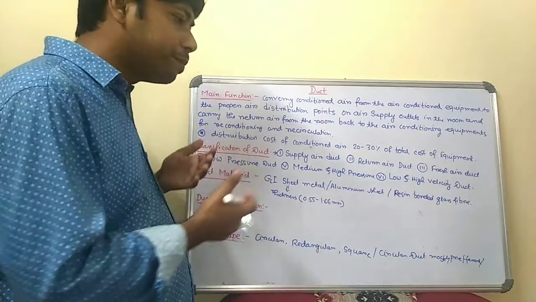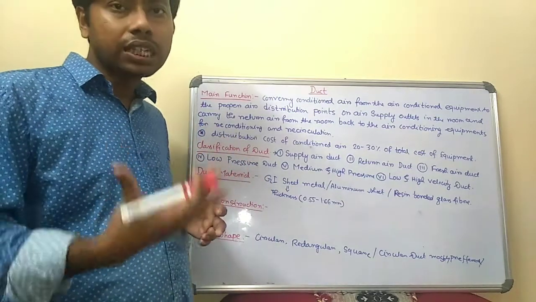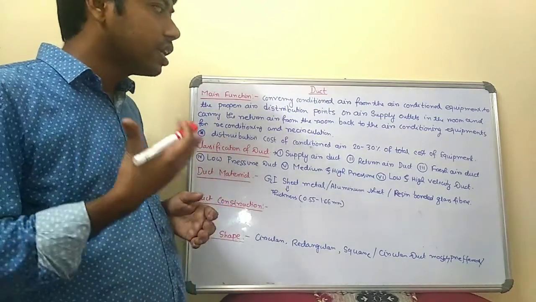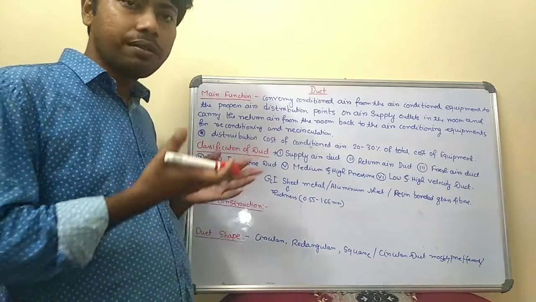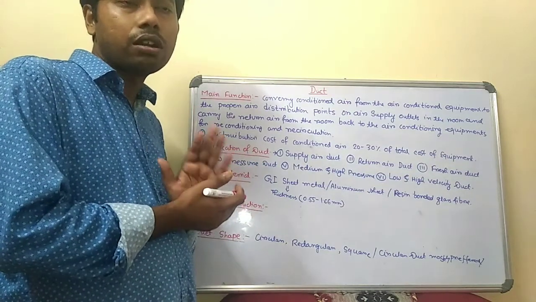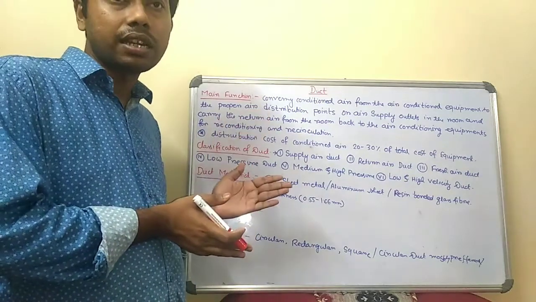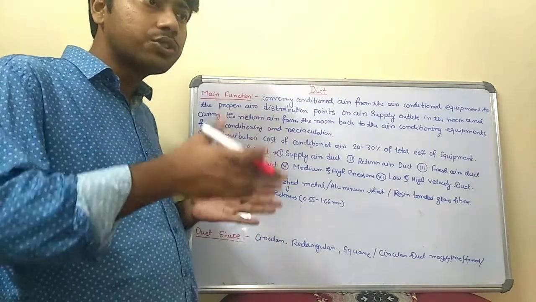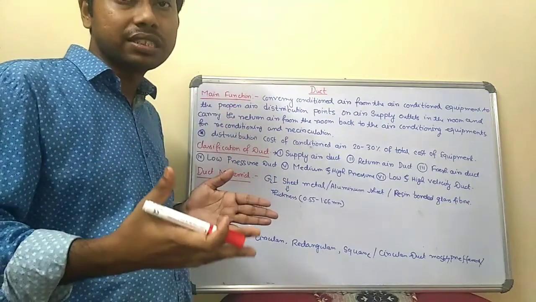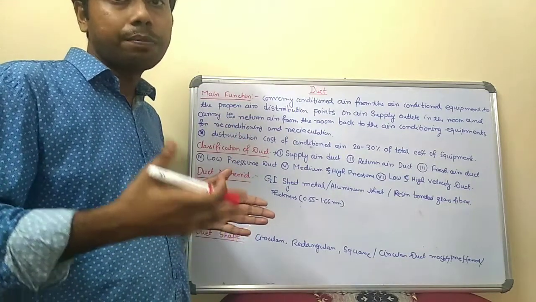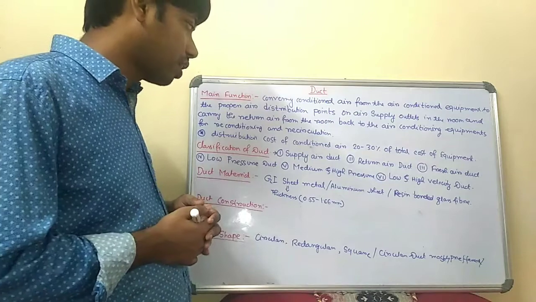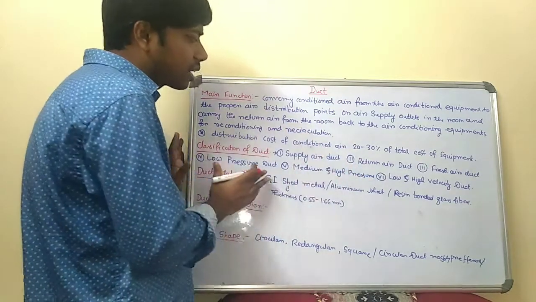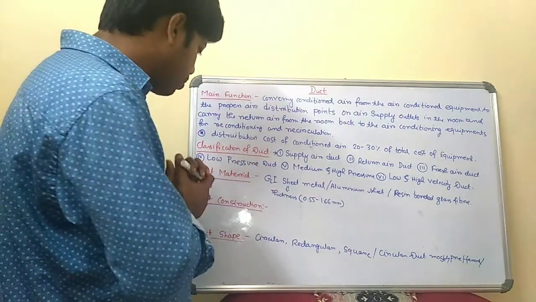Okay, so this depends on the pressure created within the duct and the velocity. Is it high velocity or low velocity? The low velocity duct is one where the velocity is less than 600 meters per minute. If the velocity of air is above 600 meters per minute, then it's called a high velocity duct. So these are the different types of duct, as you know.